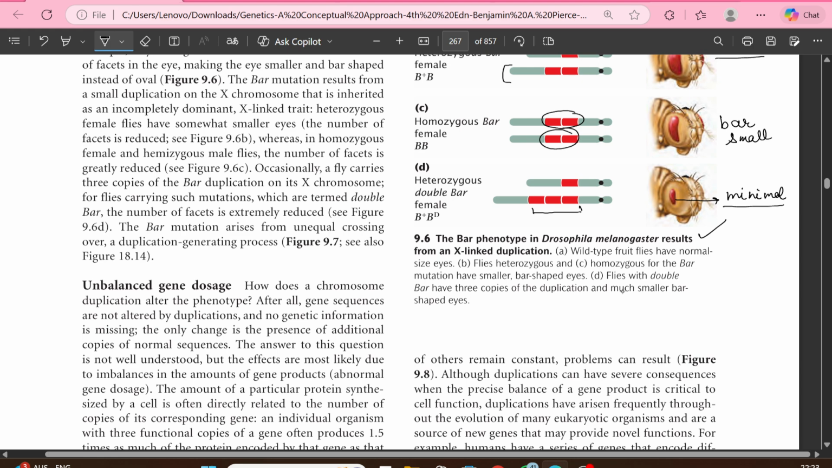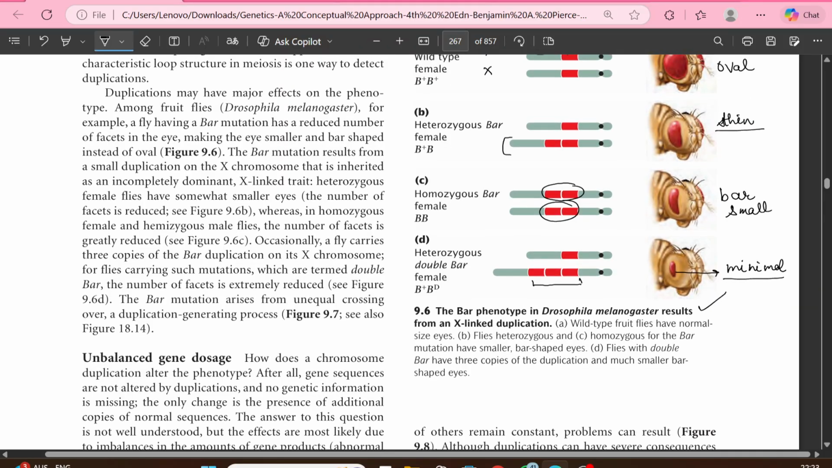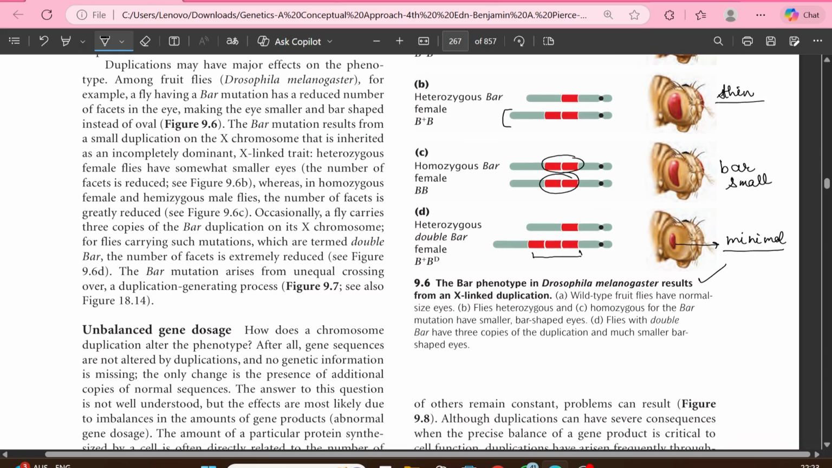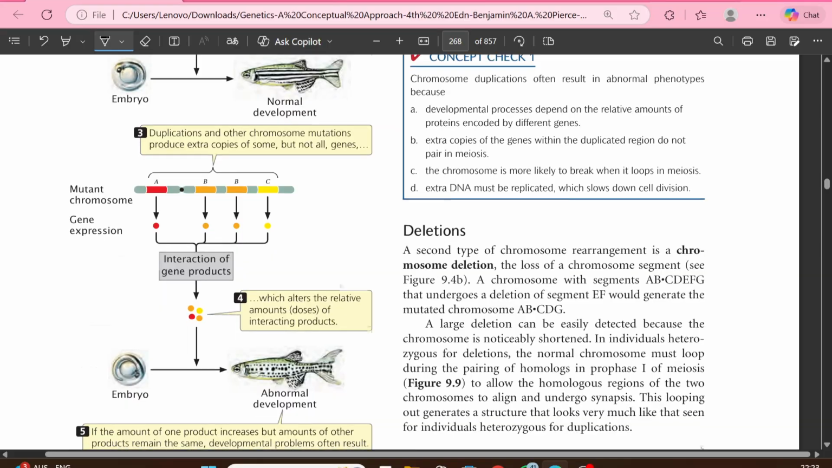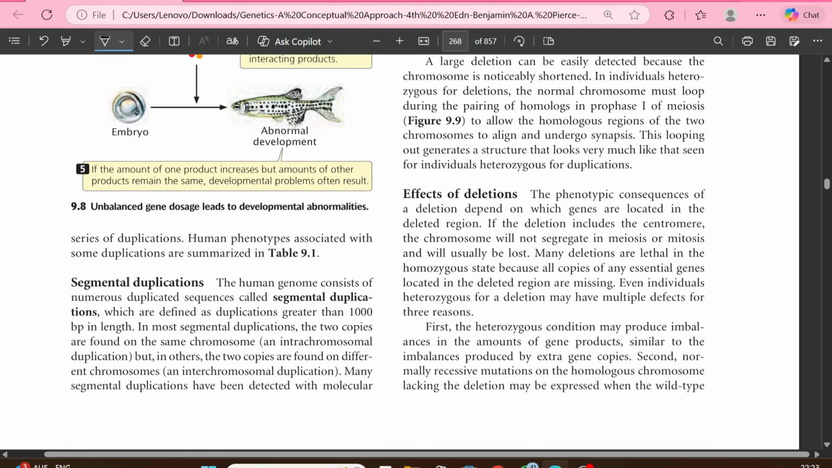So generally what happens is wild type fruit flies have the oval eyes. Then the flies which are heterozygous contain small and bar shaped eyes. Similar is for this one, who are homozygous for the bar mutation. Here also they will have the bar shaped eyes, and when this mutation gets doubled and again doubled, that time their eyes become very small bar shaped eyes. So this can happen. We are only considering one example here.